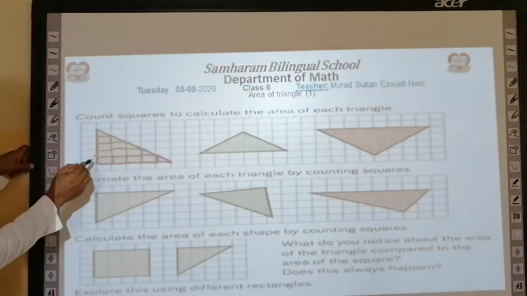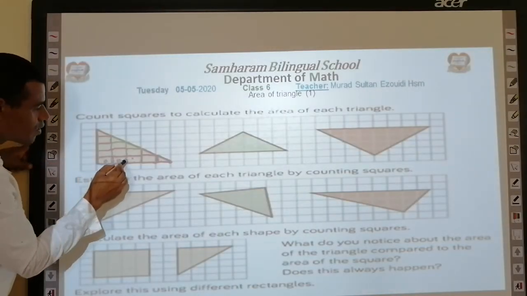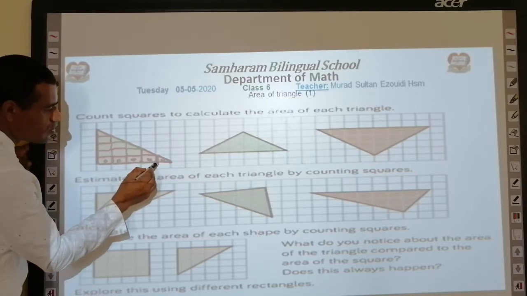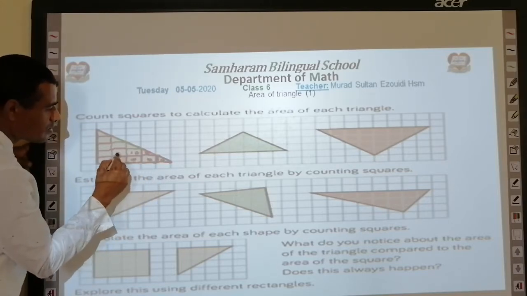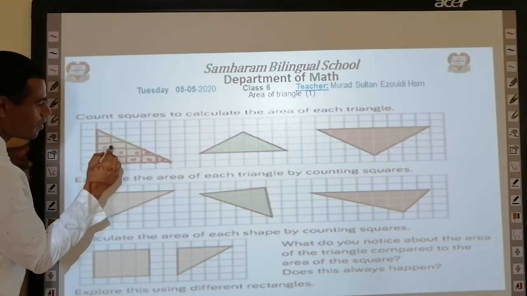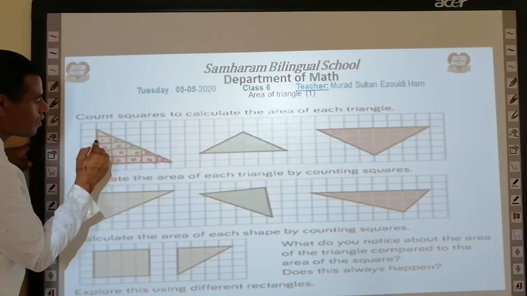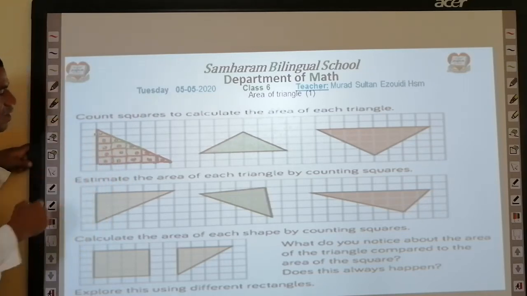Let's count again. This is 1 square, 2 squares, 3, 4. This is 5, 6, 7, 8, 9, 10. This and this 11. So 12, 12.5.